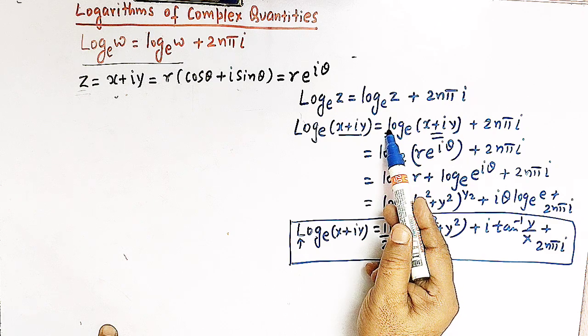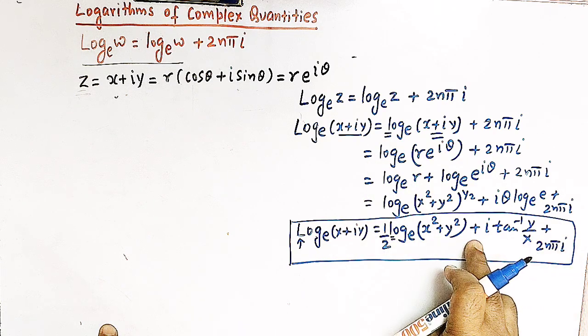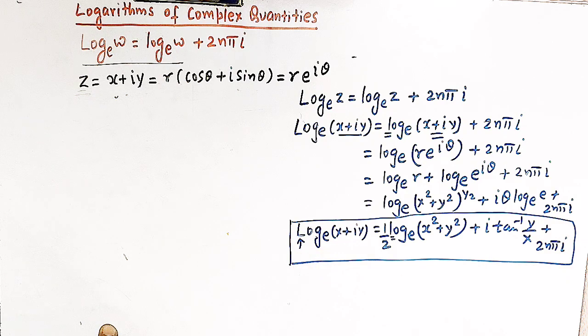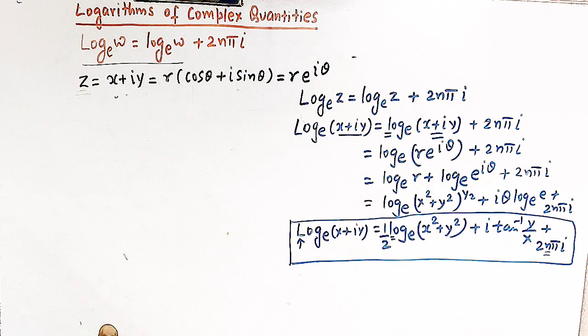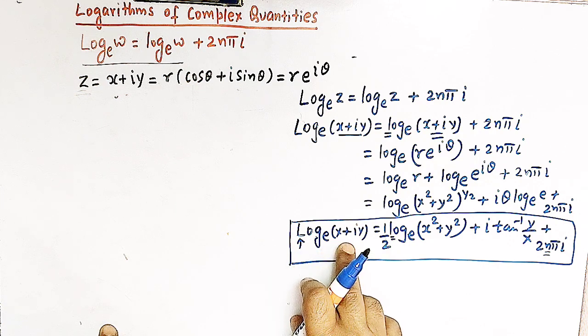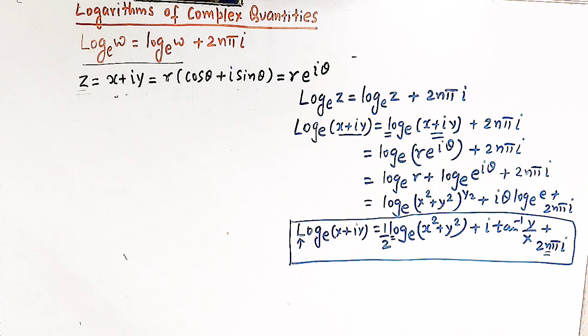So here this small l represents the principal value, and here we can see that the general value of the logarithm of a complex quantity depends on n, right? And as we vary the value of n, we get different values of the logarithm of a complex quantity. So this is a many valued function.